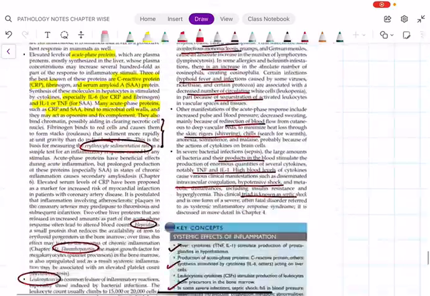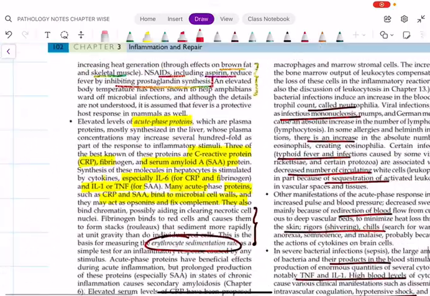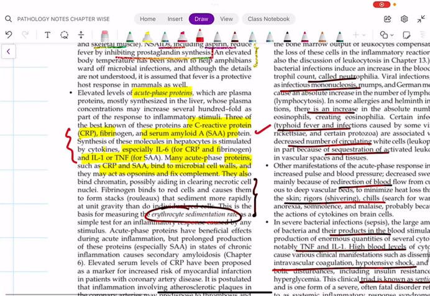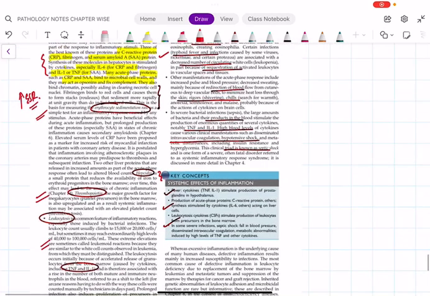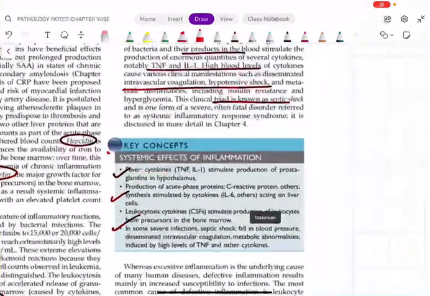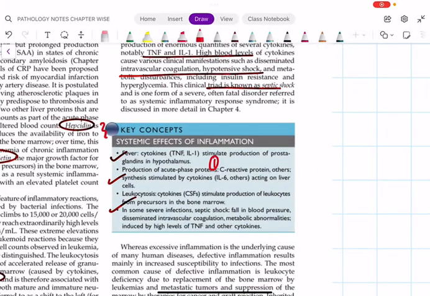Then we have acute phase reactants which are mainly produced from the liver: C-reactive protein, fibrinogen, serum amyloid A protein. There will be elevation of ESR. That is why ESR is elevated in case of inflammatory conditions. Then hepcidin, thrombopoietin, leukocytosis. These are the various systemic effects of inflammation. Number 1 is fever, number 2 is acute phase protein production, number 3 is leukocytosis, and number 4 is septic shock.